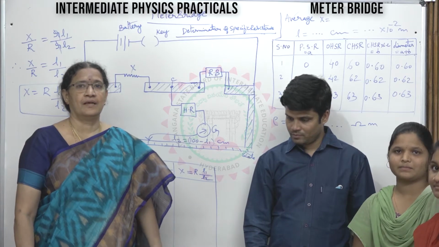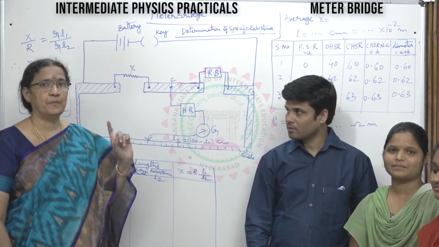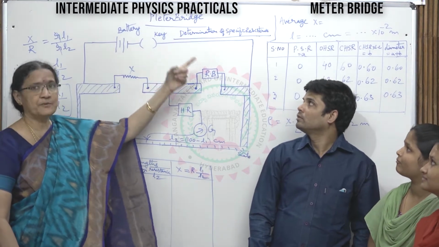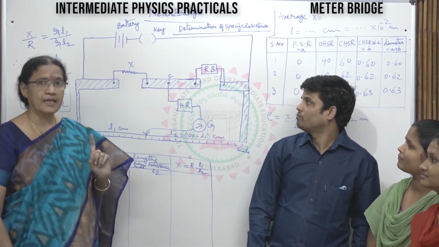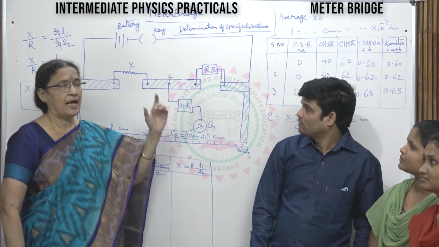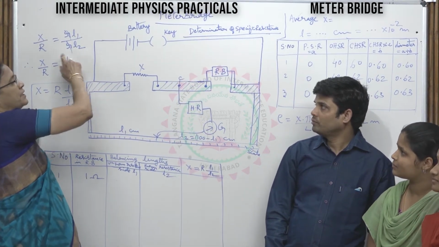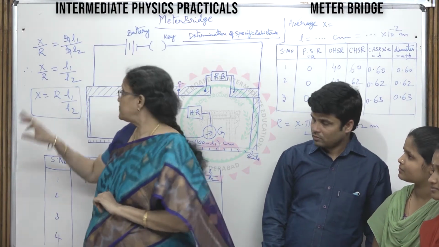Hello everyone. Today our experiment is meter bridge. Using meter bridge, we are going to determine the specific resistance of the given wire. So actually let us see the principle on which meter bridge works. Meter bridge works on Wheatstone bridge principle.